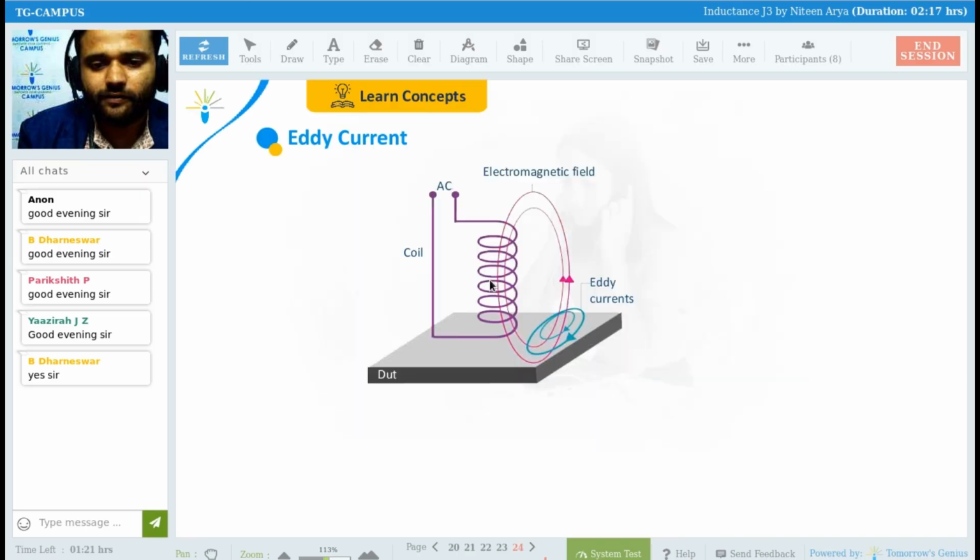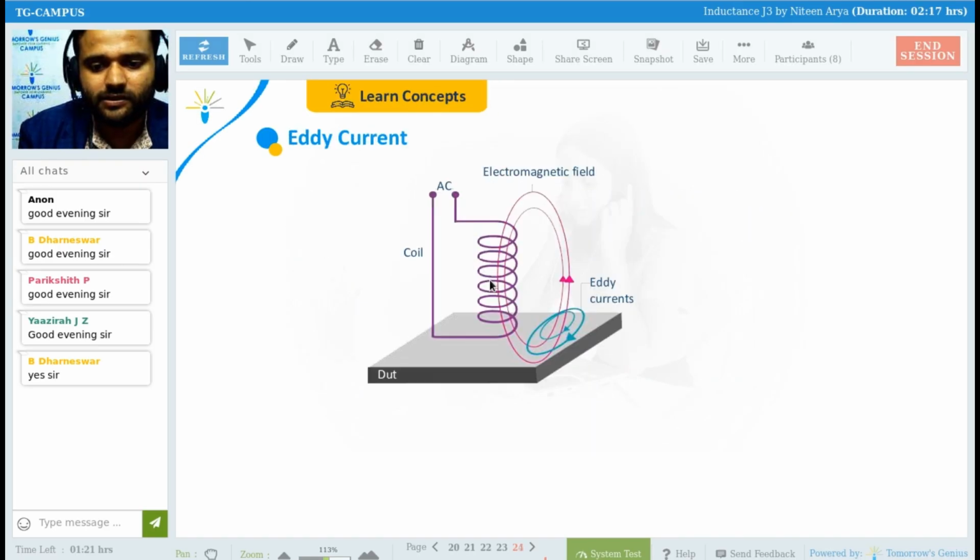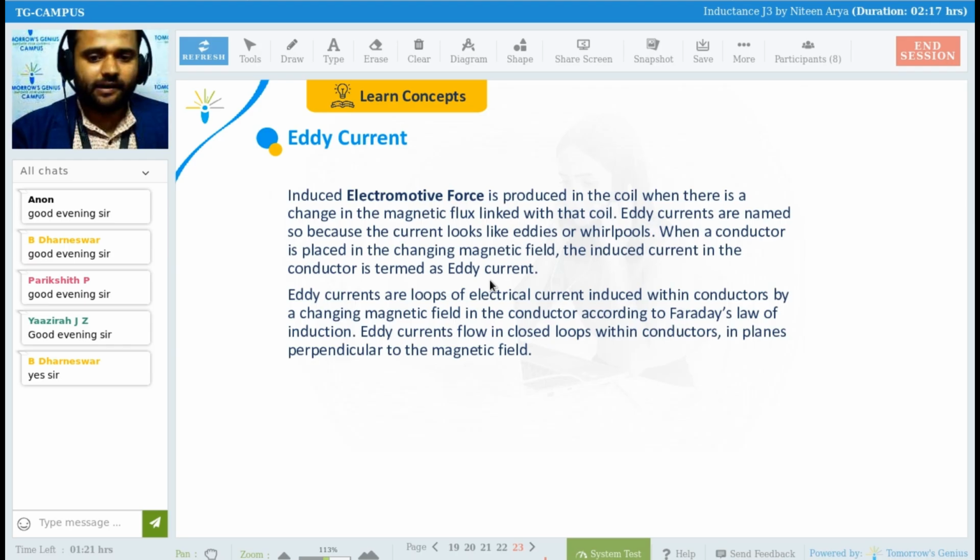Now there is a full-fledged eddy current. I added this down. So what is eddy current? Induced electromotive force is produced in the coil. Eddy current is just a current which flows in the opposite direction, as simple as that. Let's see what it is in general.